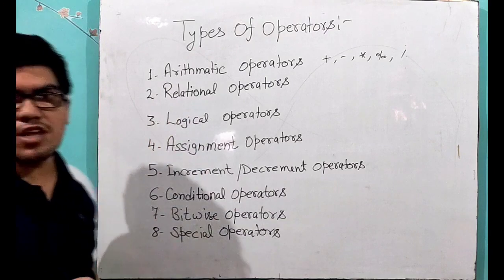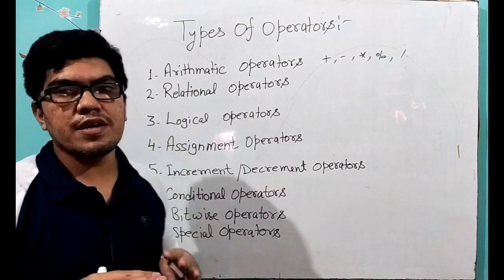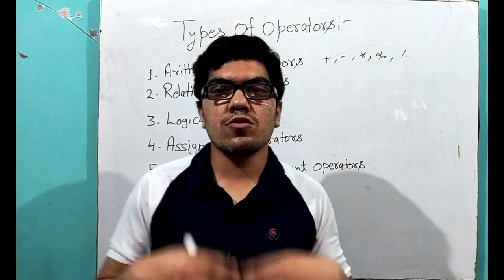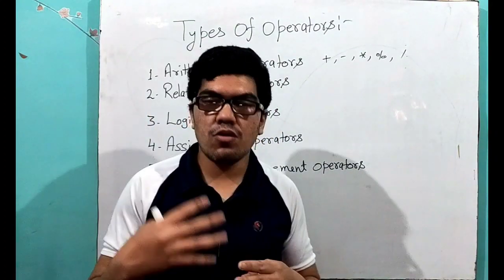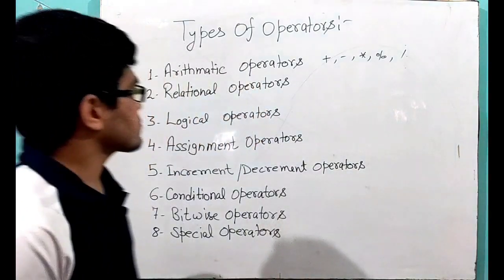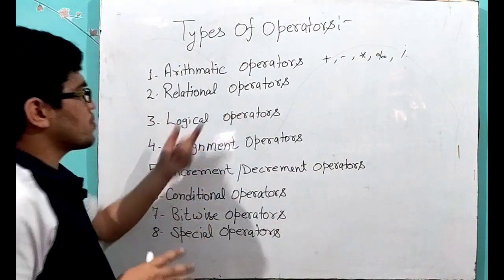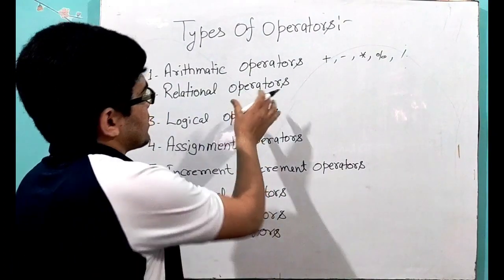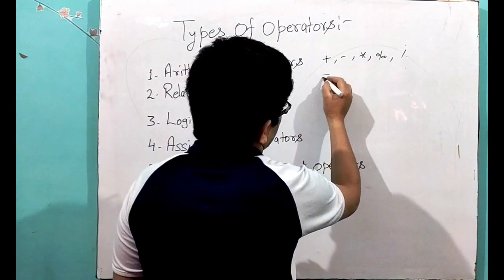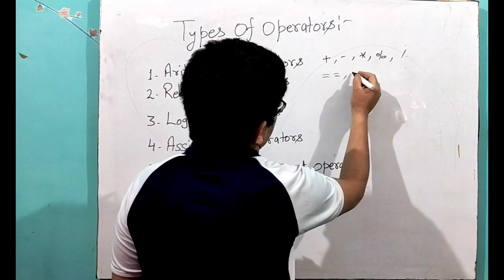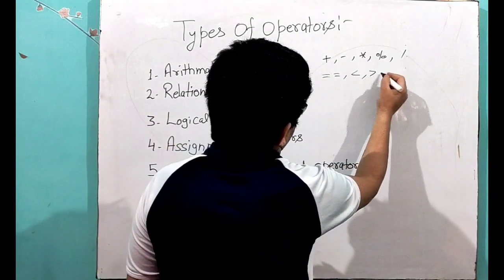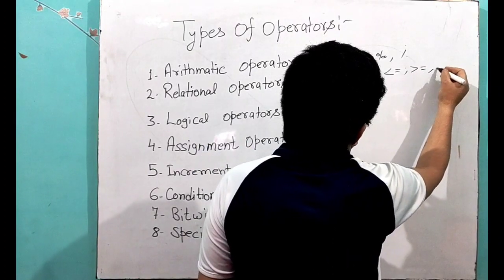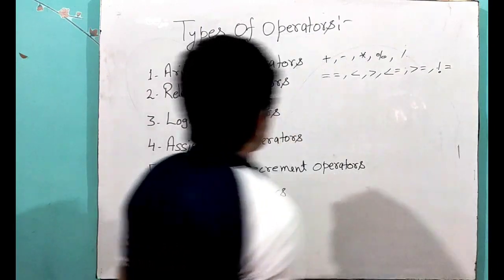Next is relational operators. Relational operators are used to compare two quantities or two operands, and these operators give the result as either true or false. The operators in this category are is equal to, less than, greater than, less than or equal to, greater than or equal to, and not equal to.